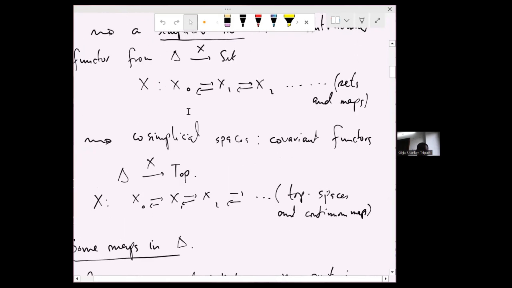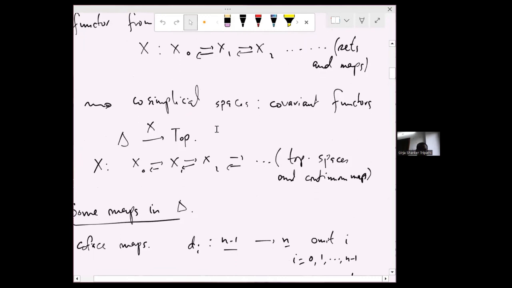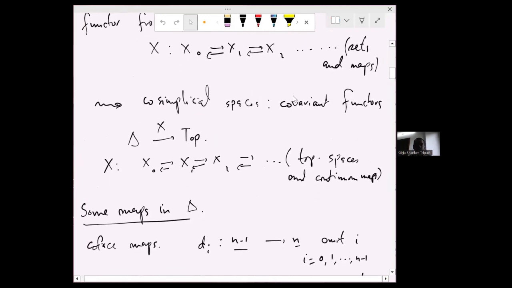Can you say it properly, or some letters are being cut? Oh, yes, better now. We can see the screen.